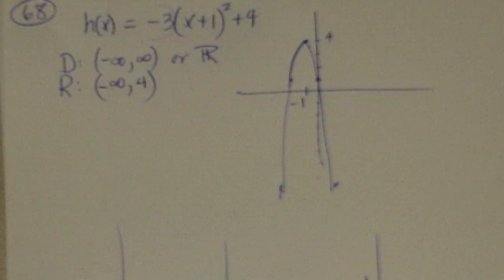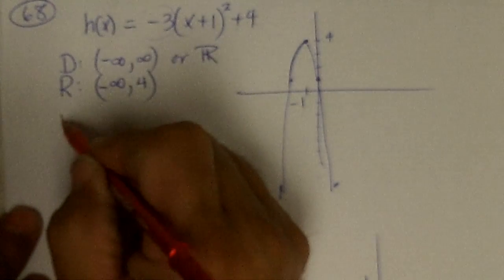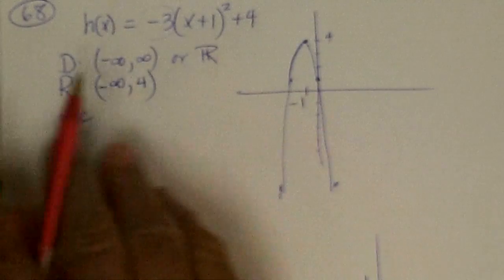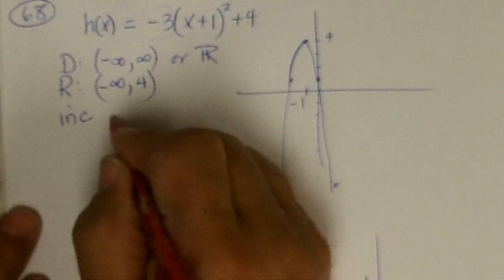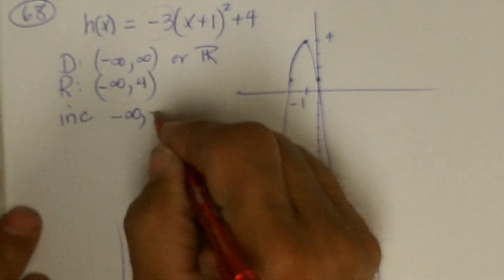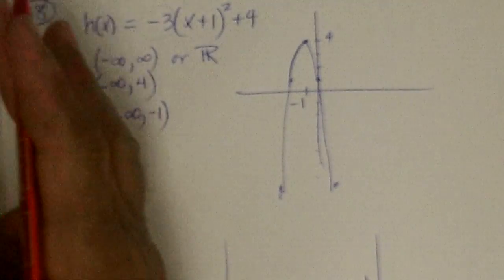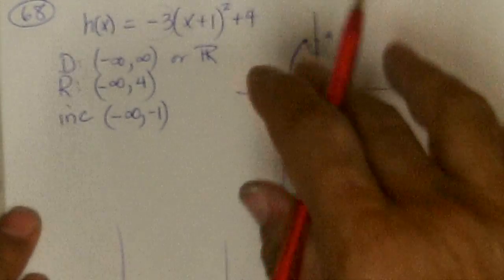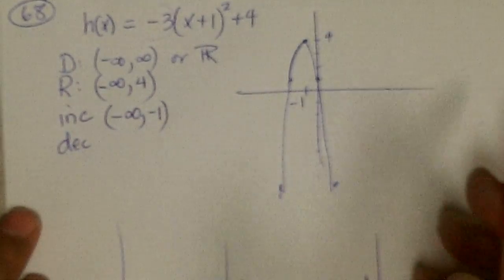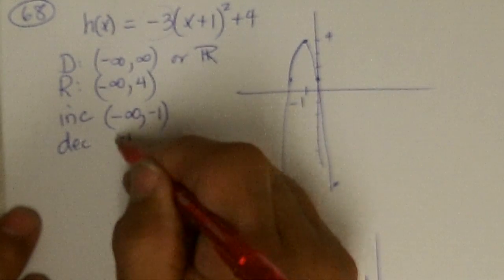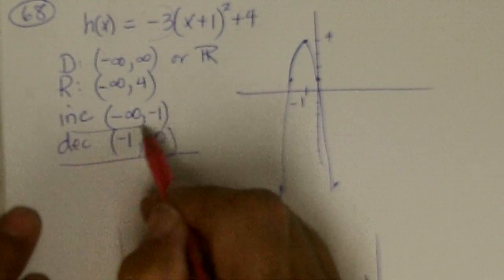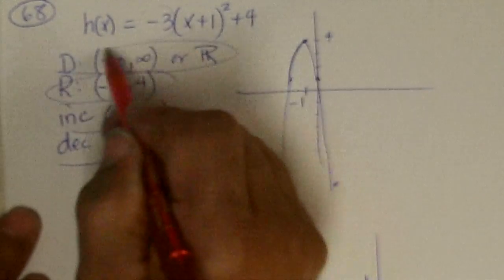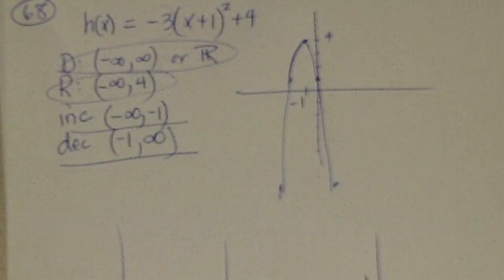And then determine where the function is increasing. So it's going up as I read left to right for all the x's all the way up till negative 1. From negative infinity till negative 1 on the x, this function is increasing. For all these x's, it's going up. And it's decreasing after negative 1. From negative 1 to infinity, this will be going down. So that's the interval of decreasing, increasing, range, domain, and the graph. And that's all they asked for on 68.